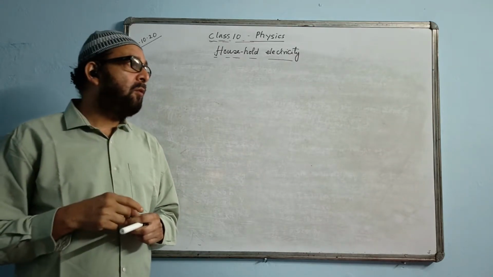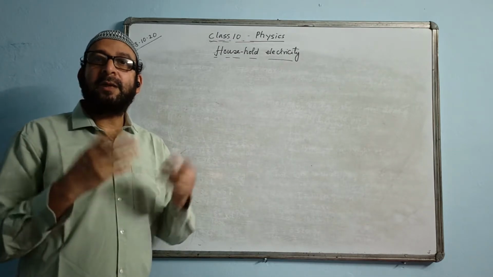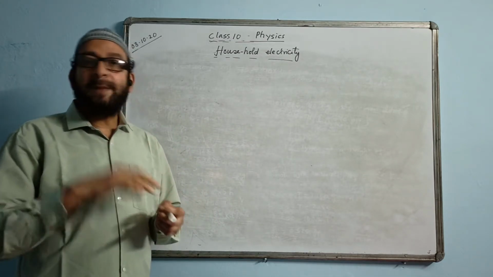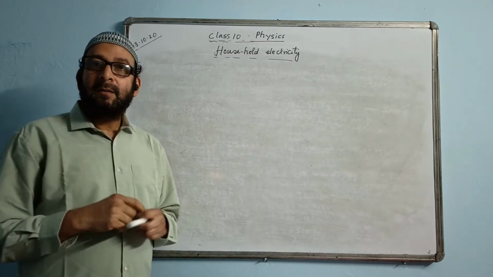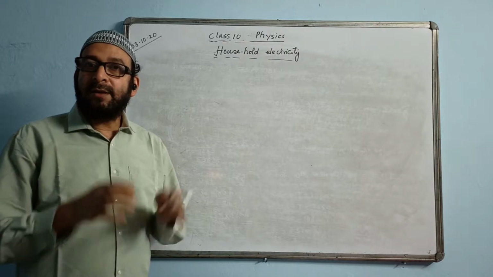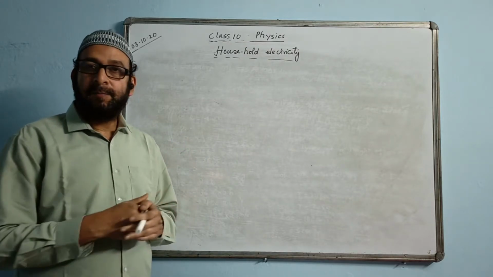Do you know in which type of combination we do the household wiring at home? Series or parallel? The answer is parallel. Household wiring is always done in parallel. We have the advantage of the parallel system.